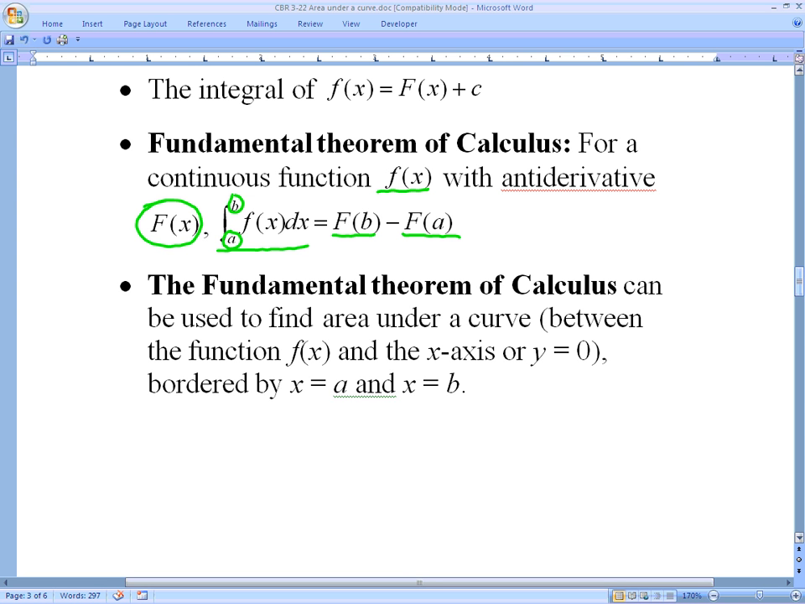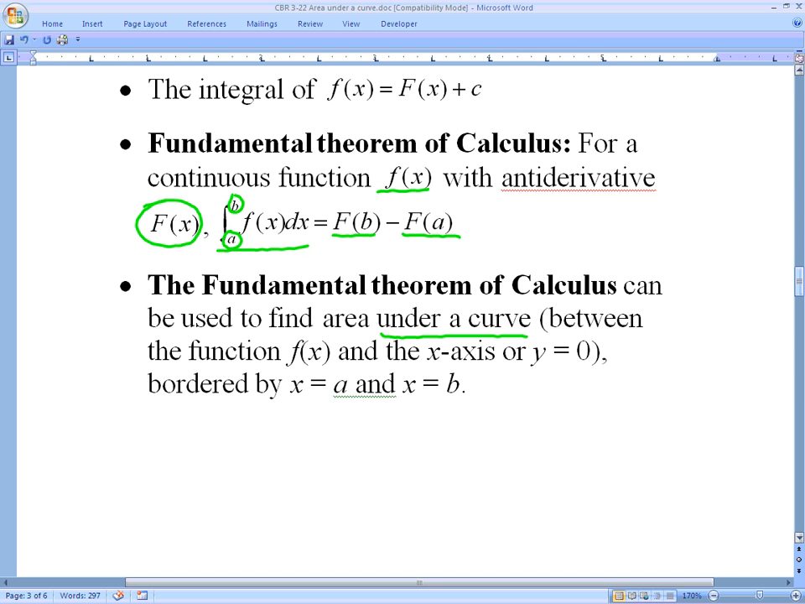The fundamental theorem of calculus can be used to find the area under a curve, or graph may be better said, between the function and the x-axis, or y equals 0. Bordered by x equals a and x equals b. So what does all this mean?